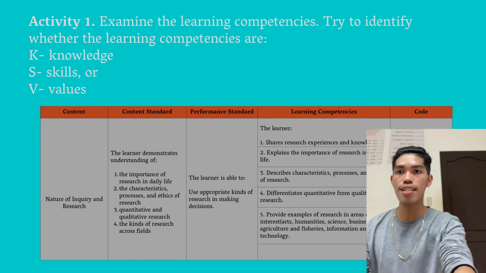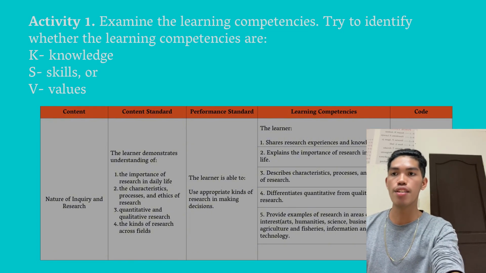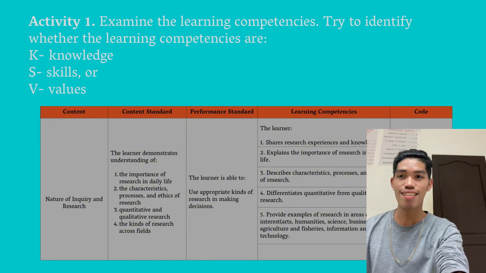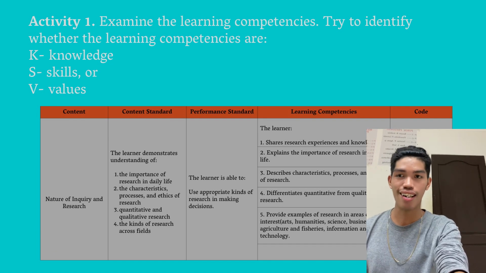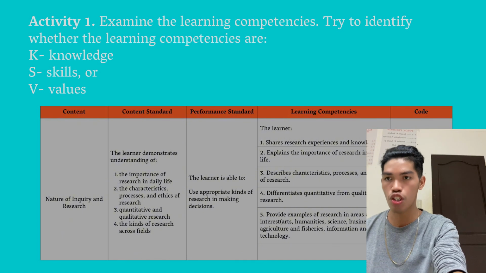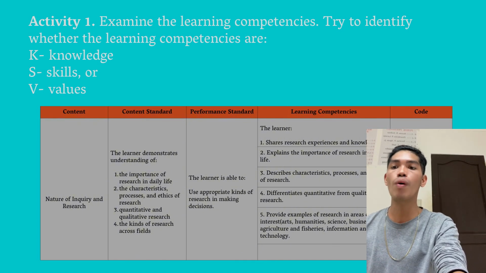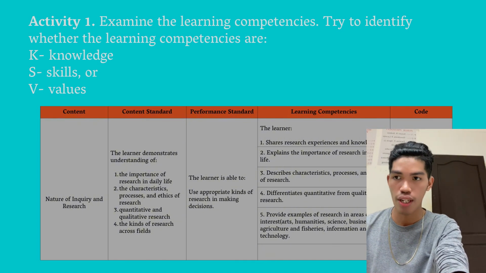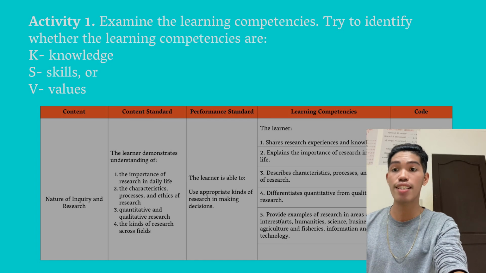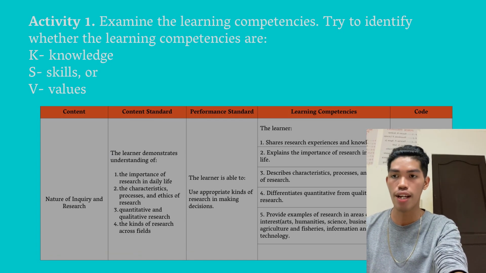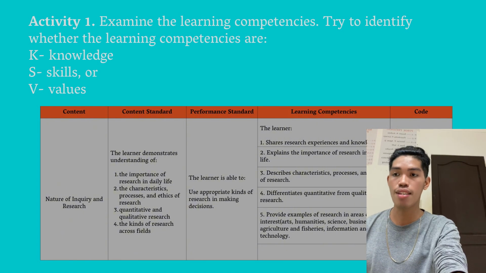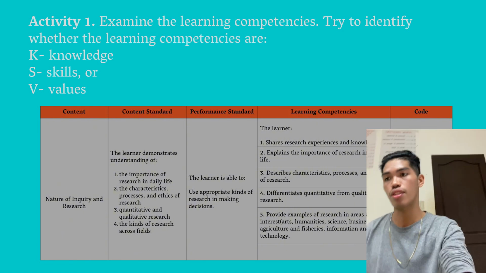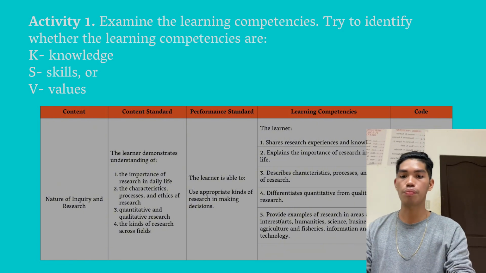We have learning competencies. We have the learner shares research experiences, knowledge, explains the importance of research in daily life, and then describes characteristics, processes, and ethics of research, and differentiate quantitative from qualitative research. And number five, we have provide examples of research in areas of interest, such as arts, humanities, sciences, business, agriculture, and fisheries, information, and technology.